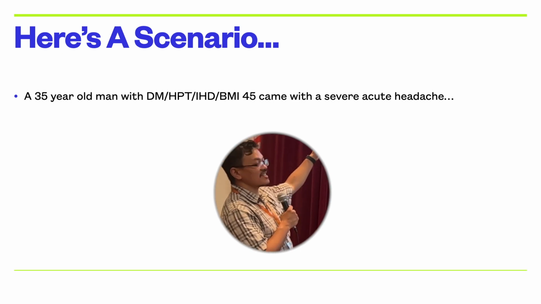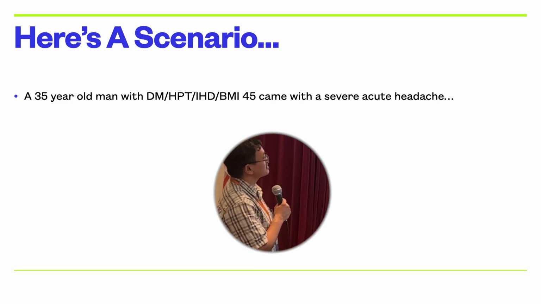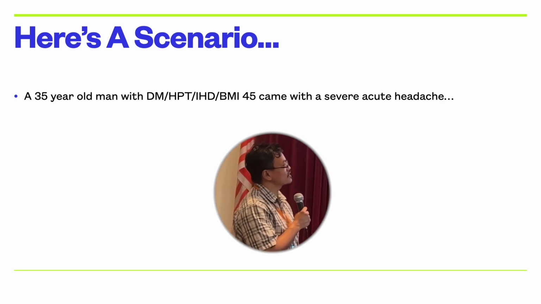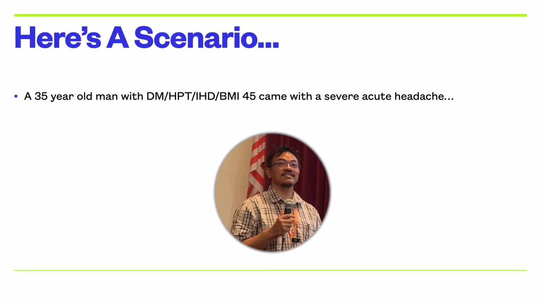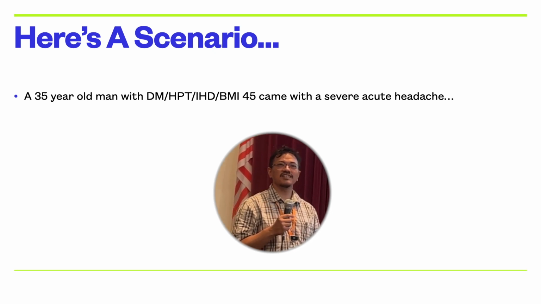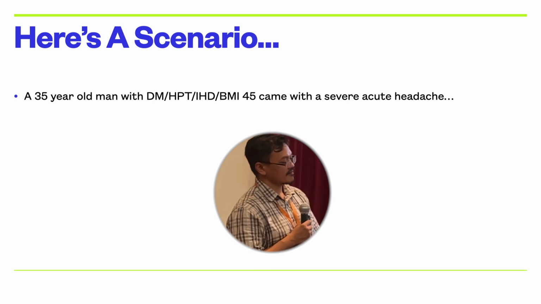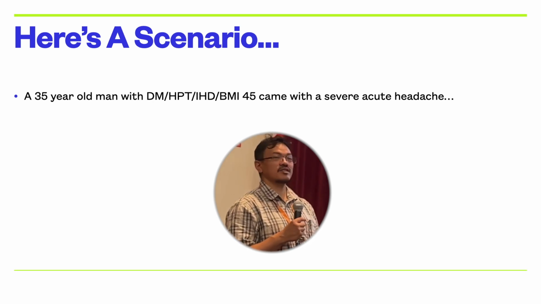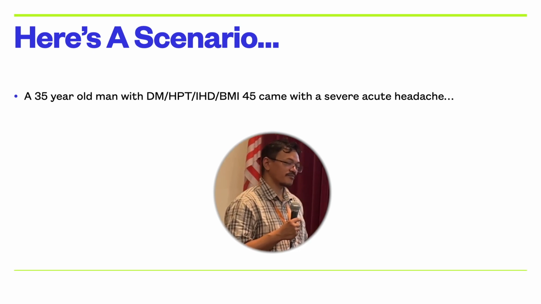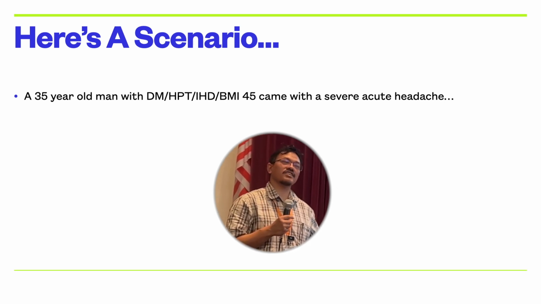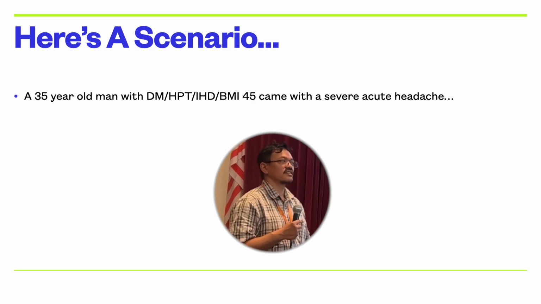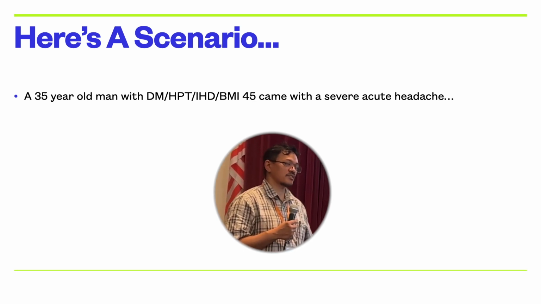Okay, never mind. So let's say a 35-year-old man with DM, hypertension, ischemic heart disease, with morbid obesity, came with a severe acute headache. What do you think is the most grave diagnosis? ICB. So, what kind of ICBs do you think can be associated with these severe headaches? SDH, SAH, okay? Intraparenchymal hemorrhage, right? But basically the main thing is SAH.